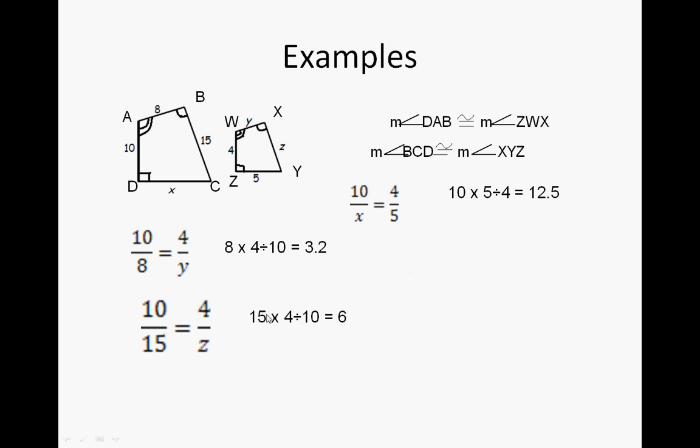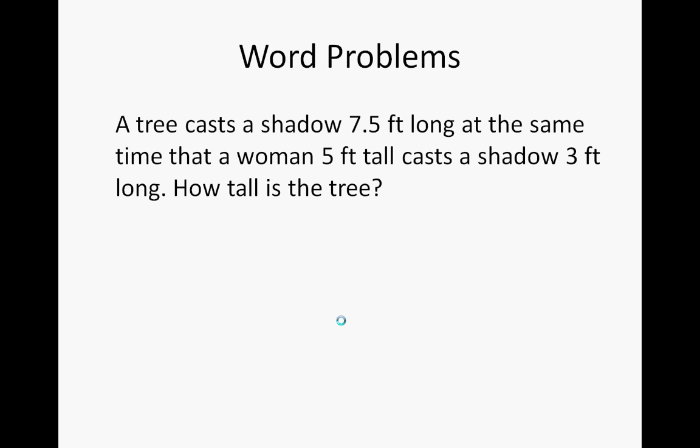Now we can do a word problem. Word problems are going to have 3 steps. First, you have to read it. A tree casts a shadow 7.5 feet long at the same time that a woman 5 feet tall casts a shadow 3 feet long. How tall is the tree? It's very important that they do this at the same time so that the sun hits them at the same angle. The first thing we need to do is draw a picture.